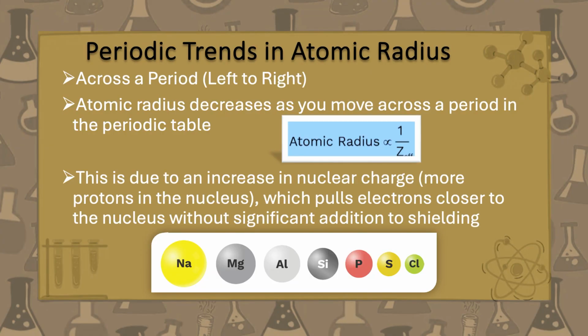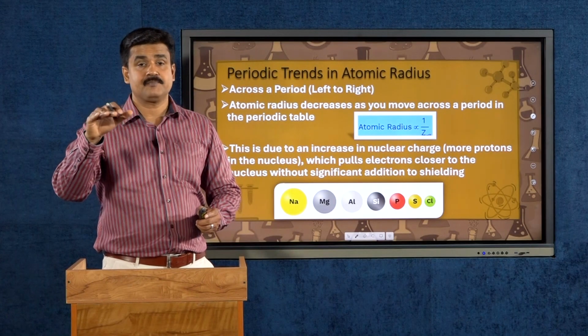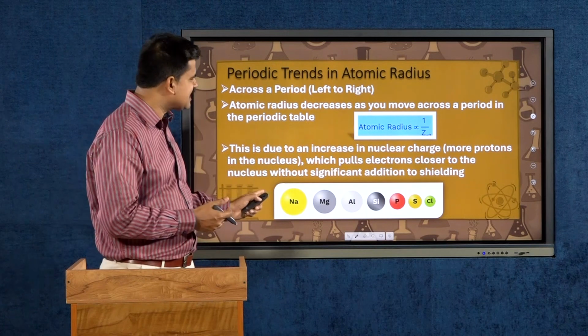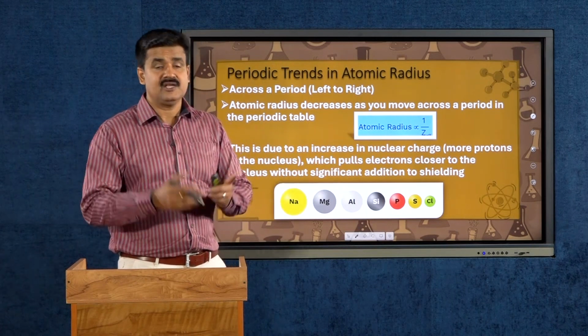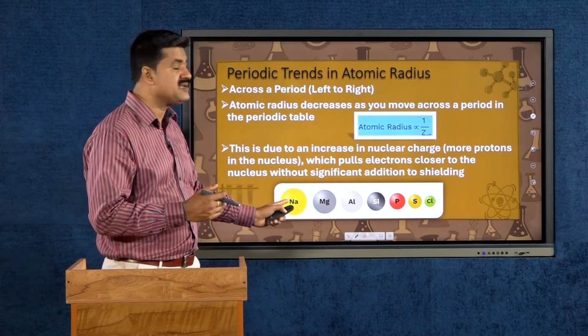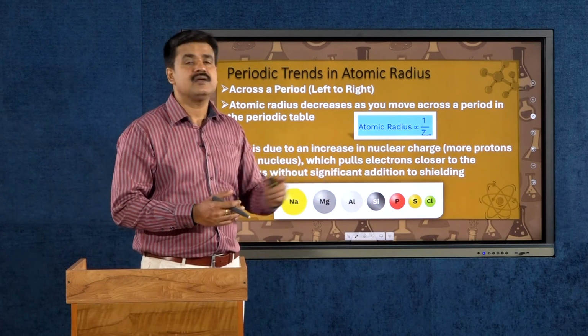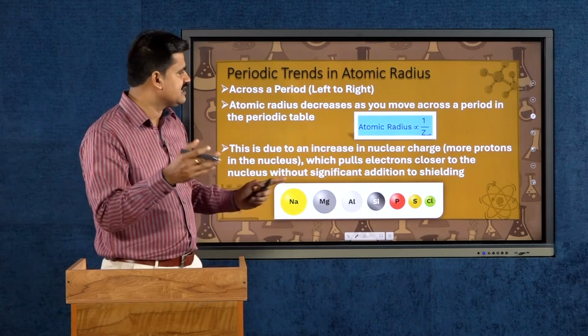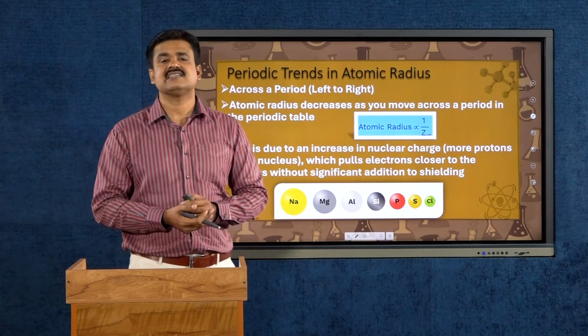This is illustrated here. Sodium, magnesium, aluminum, silicon, phosphorus, sulfur and chlorine. All these elements belong to the same period in the periodic table. This is an illustration of their size. You can say that sodium is bigger in size, at the same time chlorine is smaller in size. So as we move from left to right, you can see a decrease in size.